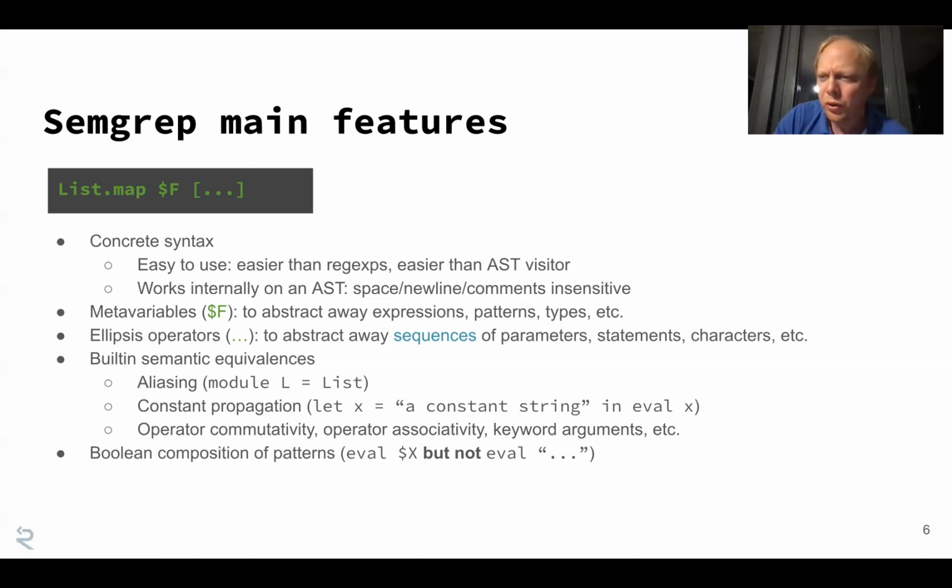It does a limited form of constant propagation. It knows about the commutativity of certain operators. It knows about keyword arguments. For example, in OCaml or Python, you can write a function call with keyword arguments that can be put in any order. If in the code pattern you chose one order, it will still match code that was written in a different order, because the order doesn't matter. They are all equivalent.